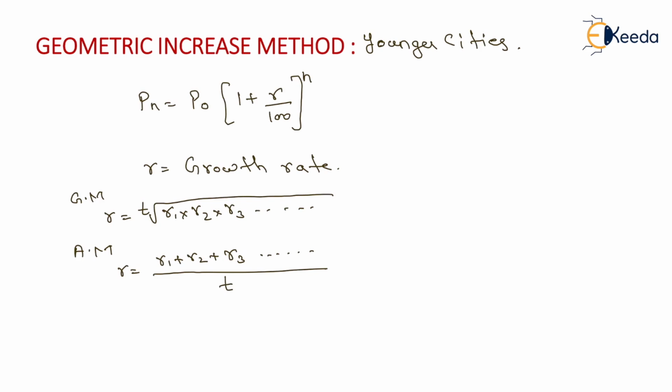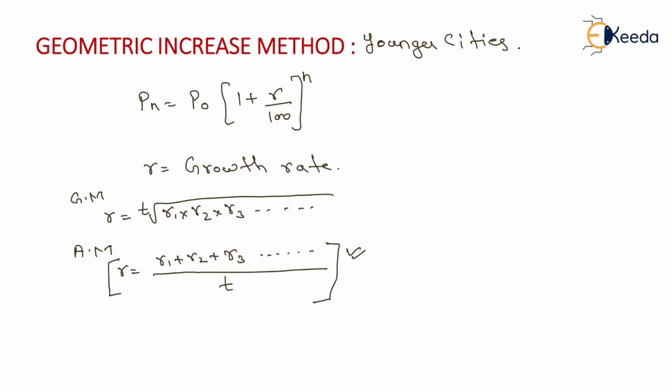Okay, now according to the arithmetic mean formula, we will get a slightly higher value as compared to the geometric mean. That's why we will use the arithmetic method for the calculation of population in the geometric increase method. Now these three methods are very important from the GATE point of view, that is the arithmetic increase method, second the incremental increase method, and third the geometric increase method or geometric rate method. Clear?